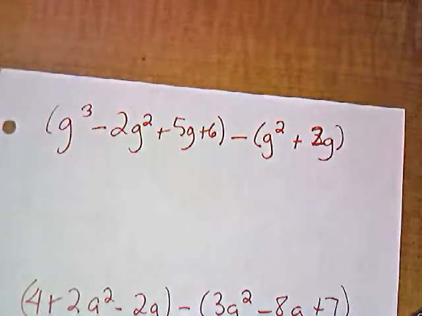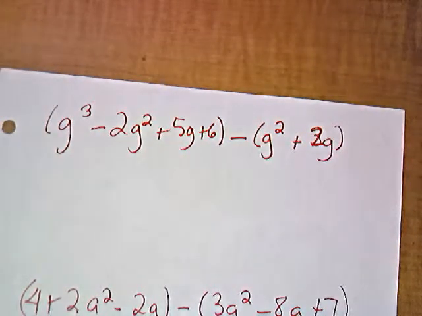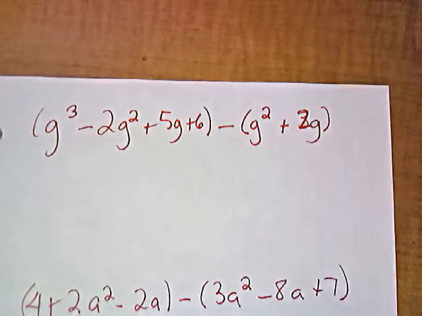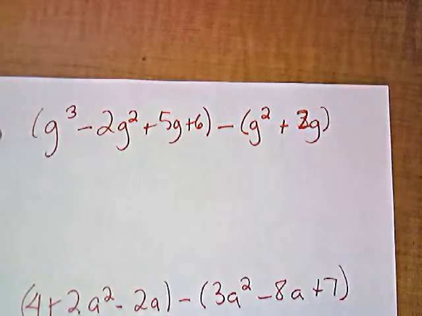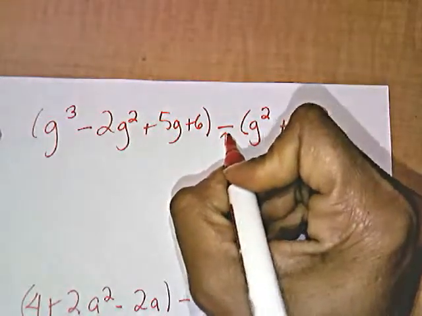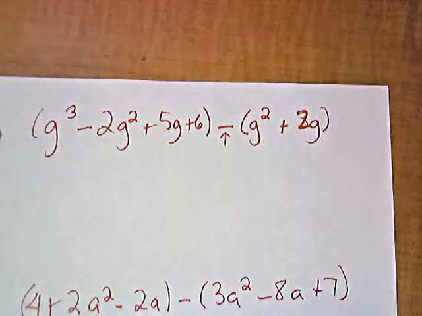Okay, so we've learned two things. We learned how to add and subtract polynomials. This one is an addition or subtraction problem. Subtraction, because here it is in the middle. We're subtracting. What is the first thing that we do when we subtract? We go through and we change the signs.